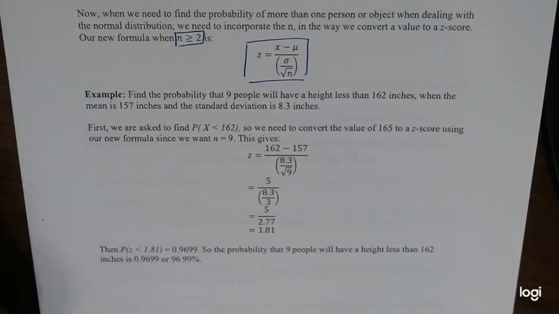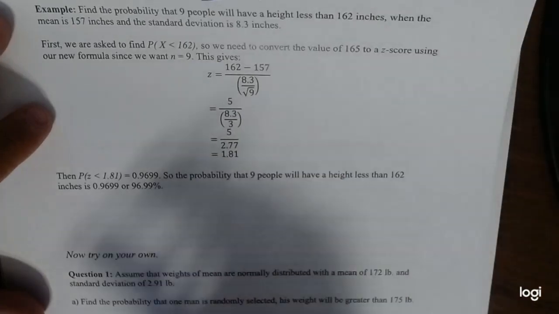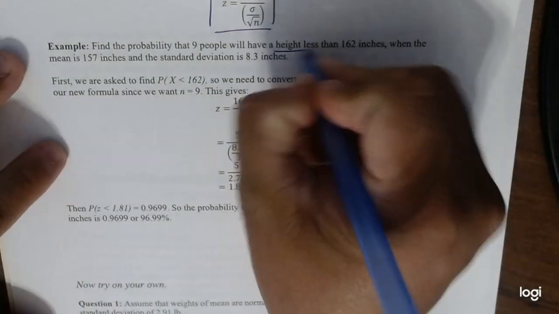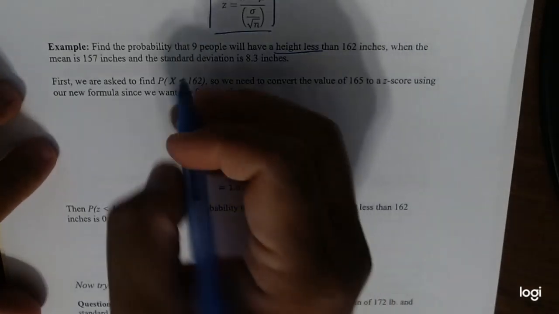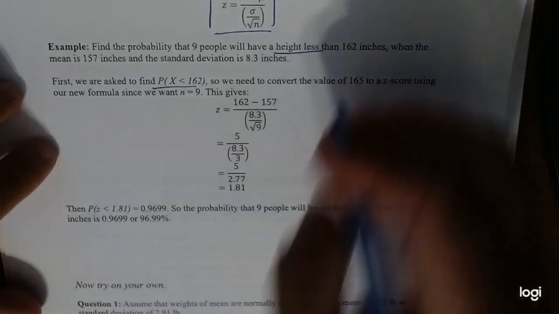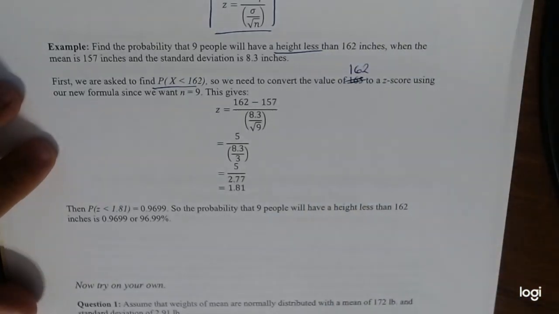The work is identically the same, just finding the z-score is a slight bit different. So let's do this example to see how this will work out. We want to find the probability that 9 people will have a height less than 162 inches when the mean is 157 inches and the deviation is 8.3 inches. So we want everything less than, the probability of x being less than 162. So we need to convert the value of 162, sorry, very sorry, it's supposed to be 162, to a z-score using our new formula.